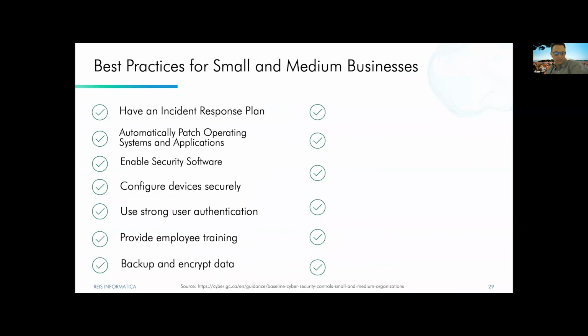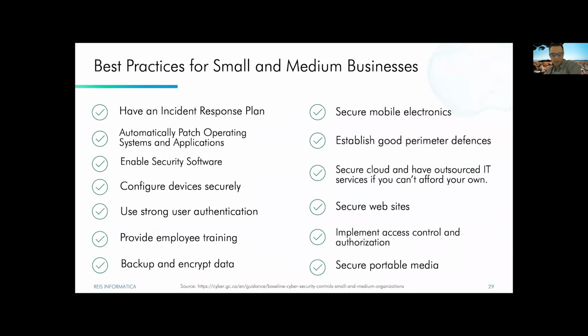So here's just a quick list of some things that you should be doing. Have an incident response plan. I won't read them all out, but there's a ton of things in there. I've been giving you these lists as I go. You know, securing your website, securing portable media, implement access controls. A lot of these things are little buzzwords, like perimeter defenses. It's just a fancy way of saying your firewall, right? So these are the basic things that you need to do to protect your own business.